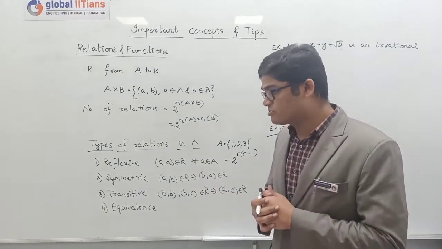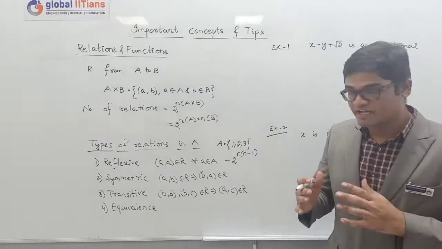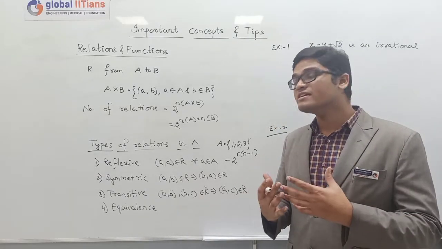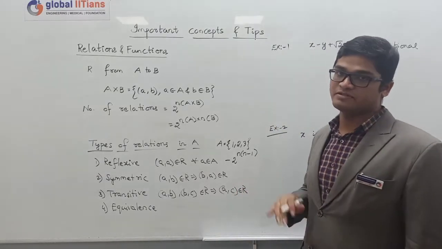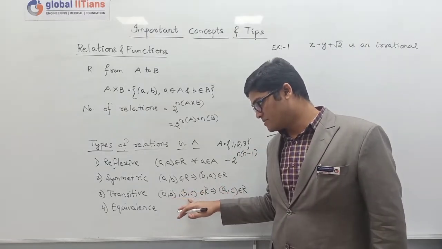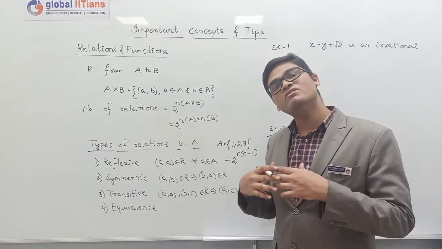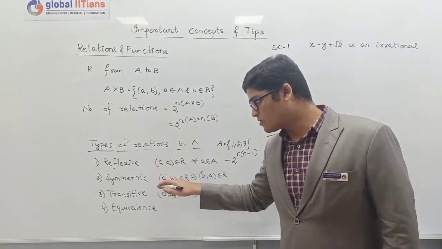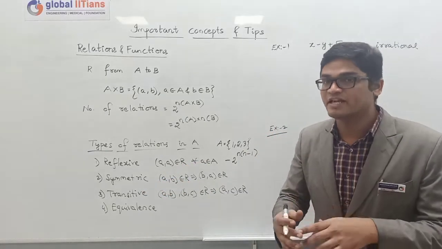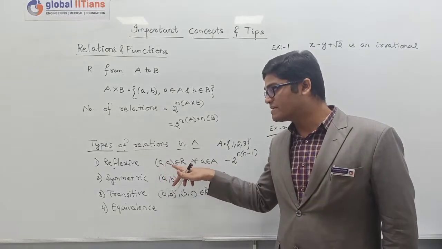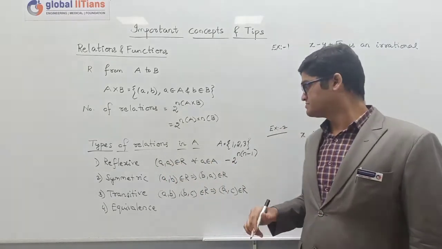Next, coming to the transitive relation. If you define (a, b) and (b, c), then definitely (a, c) should be present in the relation. If you don't define (a, b), (b, c), then automatically we can say it is transitive. Here, in symmetric also, if you define (a, b), then you have to search for (b, a). But for reflexive, all the elements (a, a) should be defined.